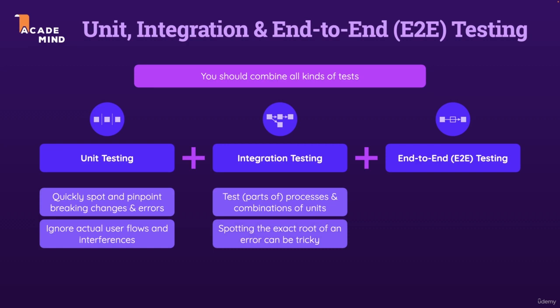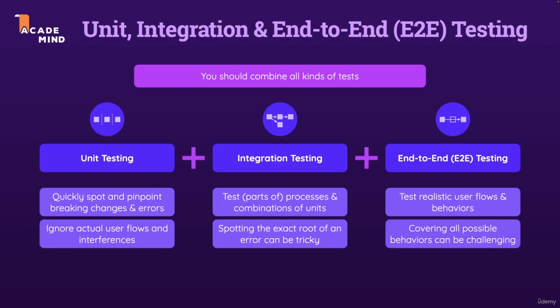Now, with end-to-end tests, as mentioned, you do test those realistic behaviors of users and those realistic flows, those realistic processes that take place in your application. But of course, with end-to-end testing, it becomes tricky to cover all possible behaviors, which can be challenging. And if things do go wrong, it of course can take some extra work to find out which exact part of the application broke and which part of the application is causing a certain test to fail.